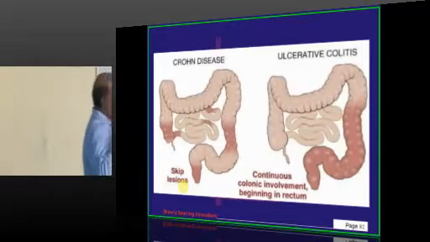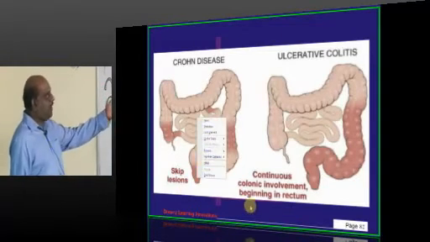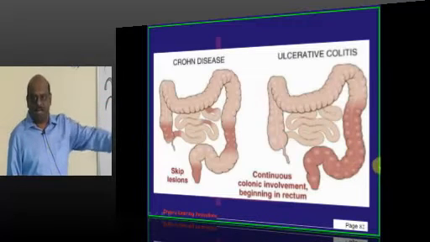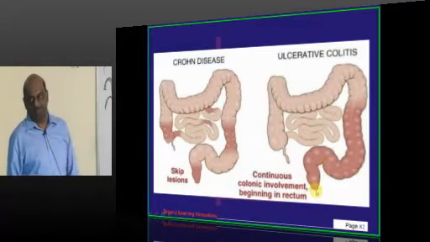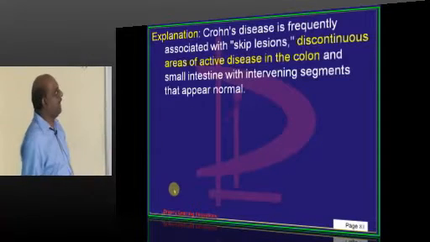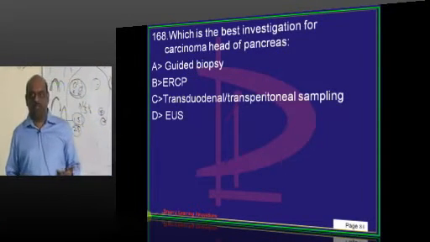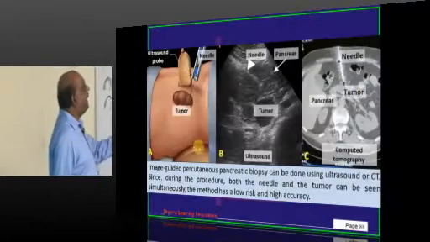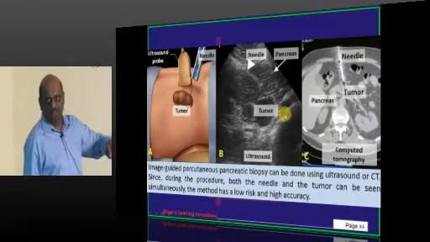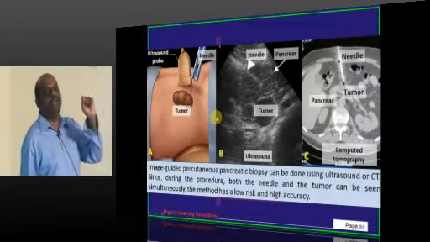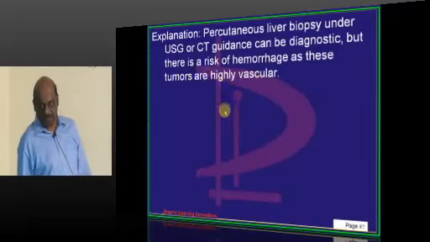Crohn versus ulcerative colitis, age-old question. Skip lesions are a feature of Crohn, but a continuous involvement starting in the colon, beginning in the rectum, is the one which is ulcerative colitis. Carcinoma head of the pancreas, if you want to detect, you try to do either an ultrasound or a CT guided needle biopsy, which is considered to be the most definitive way of detecting the head of the pancreas tumor.